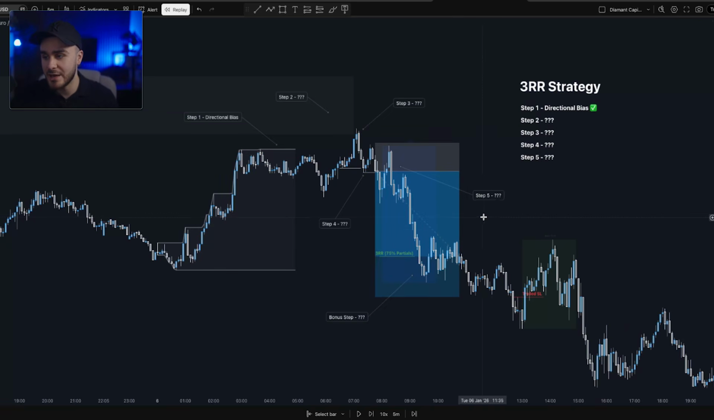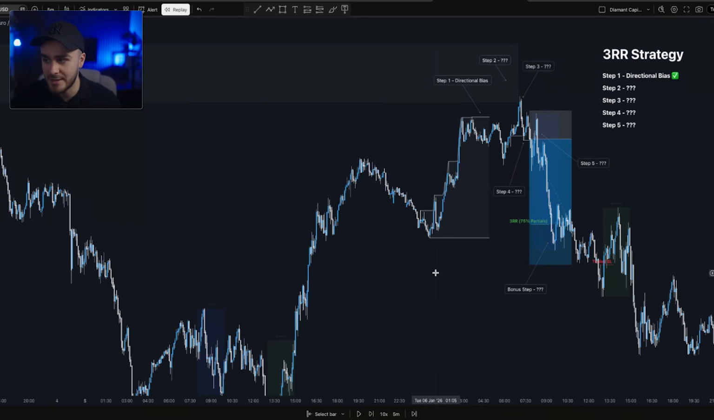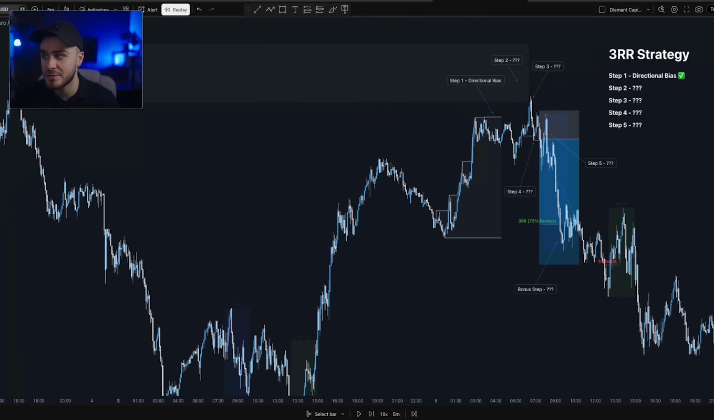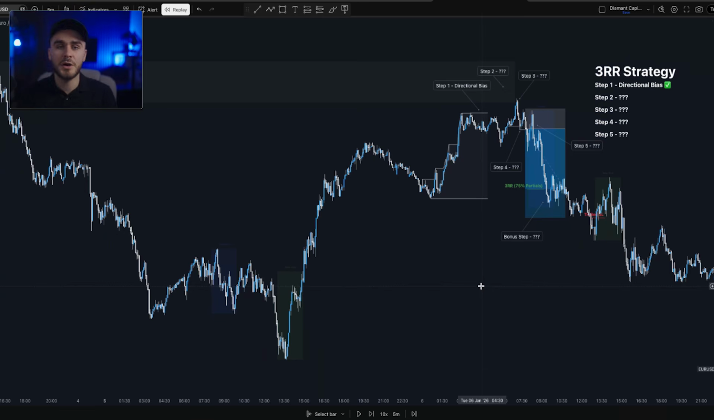Now, let's actually look at this live example. This is Euro USD in the month of January, just recently. And this is a perfect example of what the 3 risk reward strategy looks like. But before we get into the execution, let's see how this actually frames up on the 30-minute chart. Now, for me personally, I love to use the 5-minute for execution, 30-minute for the context. So here's how it goes.